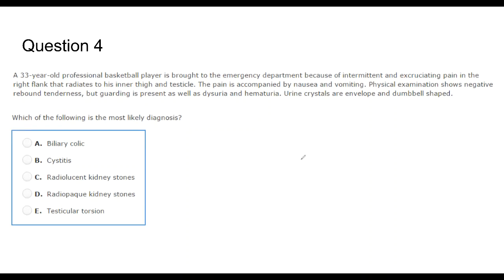Let's see, Tan Bùi, I'm going to have you answer this question. What do you think the patient has? I think D. Okay, good. So what tells you that he has a kidney stone? What symptoms? He has dysuria and hematuria. Okay, hematuria is more specific for kidney stone. What does this tell us? Urine crystals, envelope and dumbbell shape. Okay.